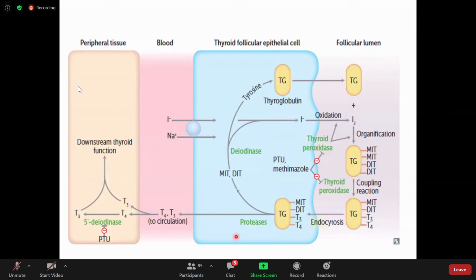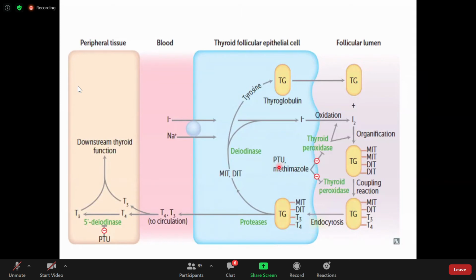Now, the important thing in this picture is the drugs, which you can see here: propylthiouracil and methimazole. These are the main drugs which are used in hyperthyroidism, and you can see they can inhibit the thyroid peroxidase. So these drugs are going to inhibit the thyroid peroxidase, and that's why they can inhibit oxidation, they can inhibit organification, and they can inhibit what? Coupling reaction. So these three reactions can be inhibited by propylthiouracil and methimazole.